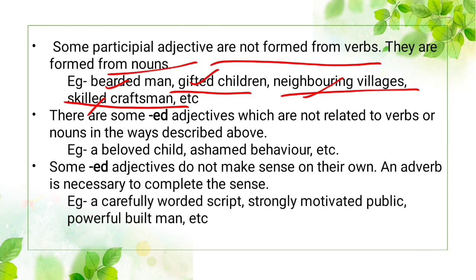Next point is there are some -ed adjectives which are not related to verbs or nouns in the ways described in the previous points. Examples are like a beloved child, ashamed behavior. Here we can see that the words beloved and ashamed are not related to verbs nor nouns.